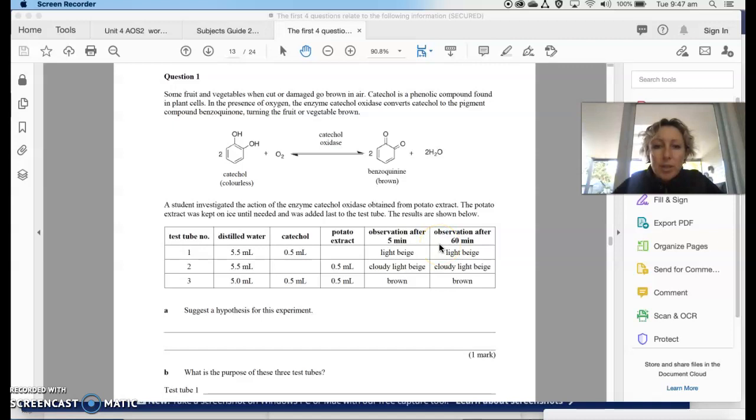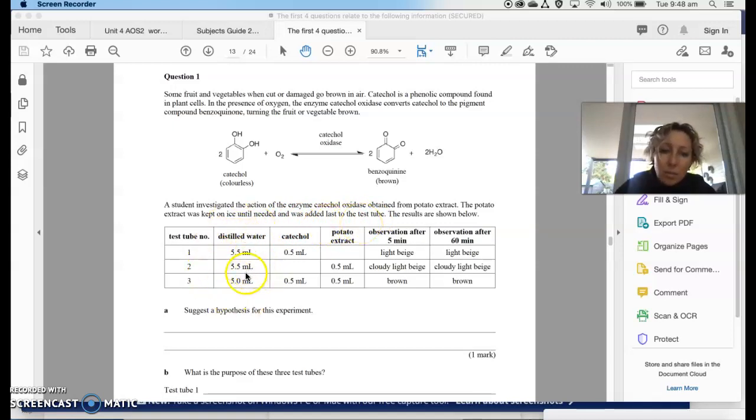I want you to notice once you've pulled out some of the key things, and actually before we go that far, it says here a student investigated the action of the enzyme, and it's told you the name of the enzyme again. You know it's the enzyme because it ends in 'ase'. Where did they get this enzyme from? They get it from the potato extract. So what they haven't done in this table is added enzyme. They haven't added catechol oxidase itself. They've added the potato extract as a source of catechol oxidase. So you need to circle this and write enzyme in big letters. So we've got substrate, write that here. Enzyme, write that here. Now here we've got distilled water.